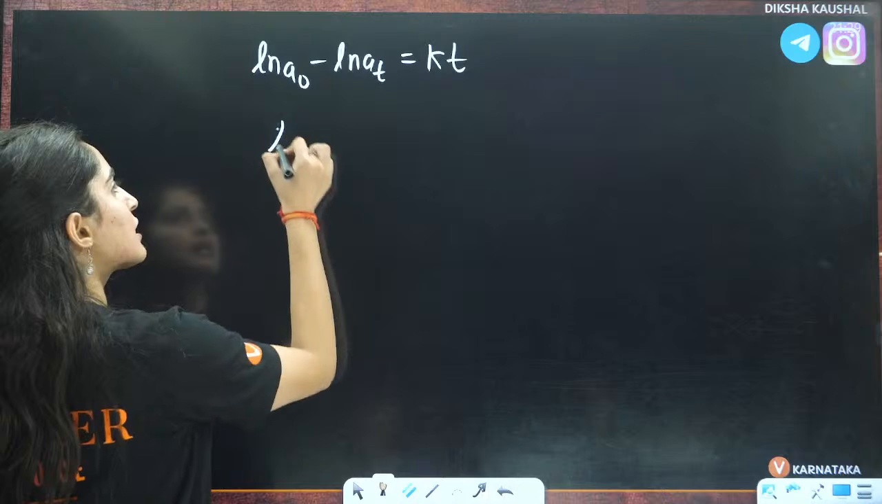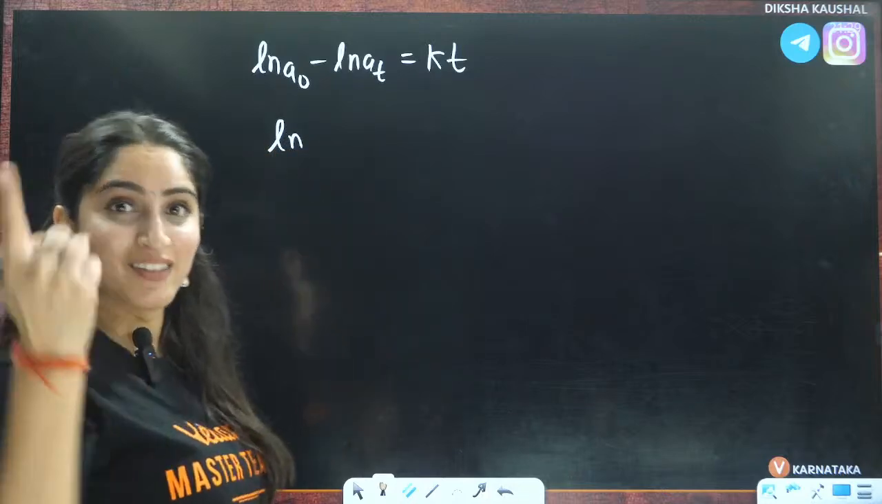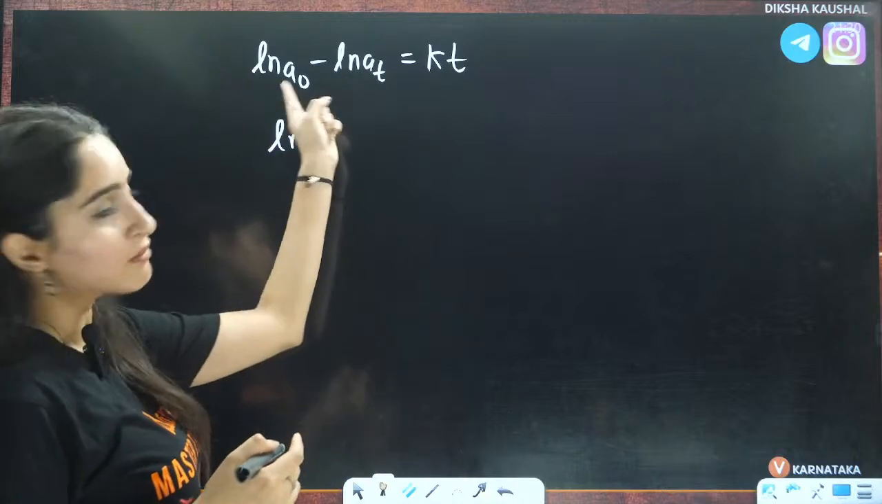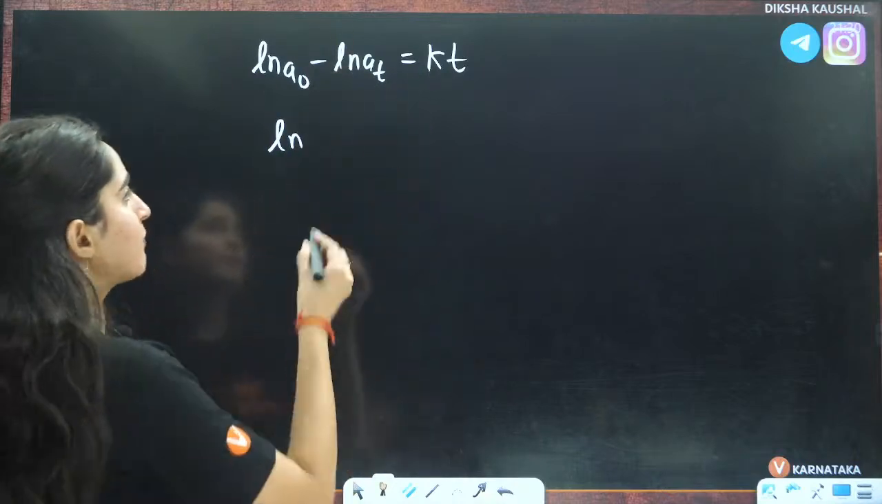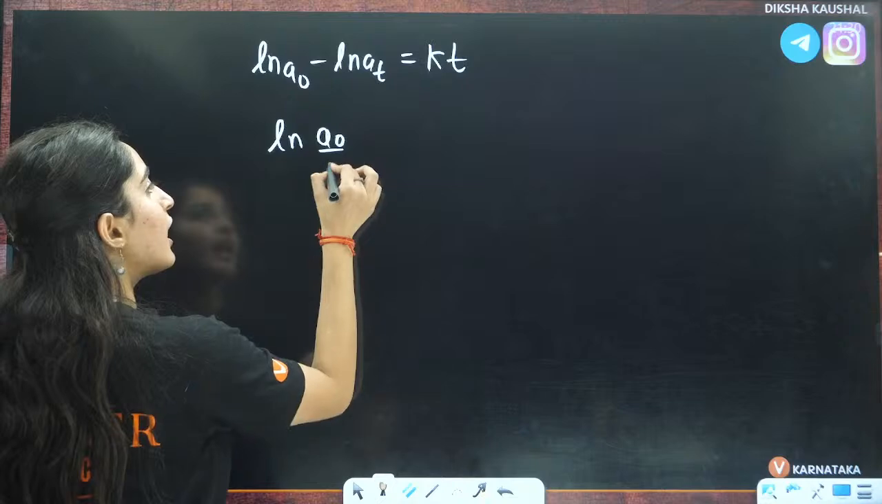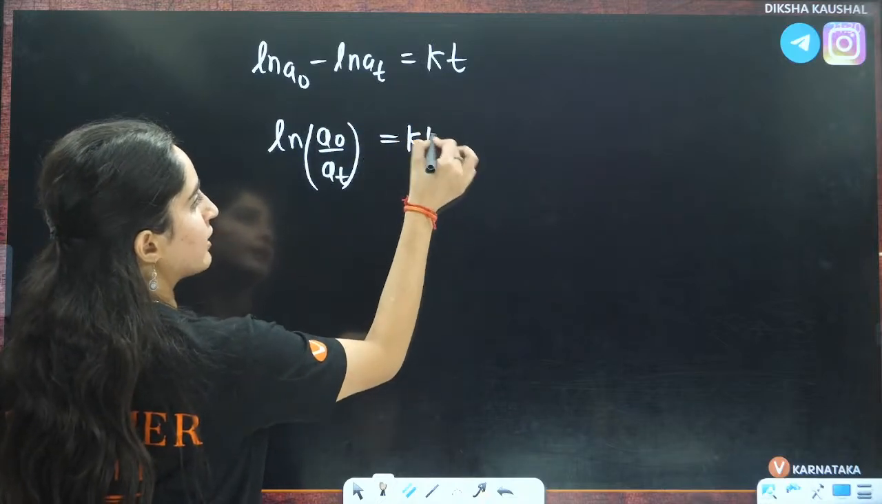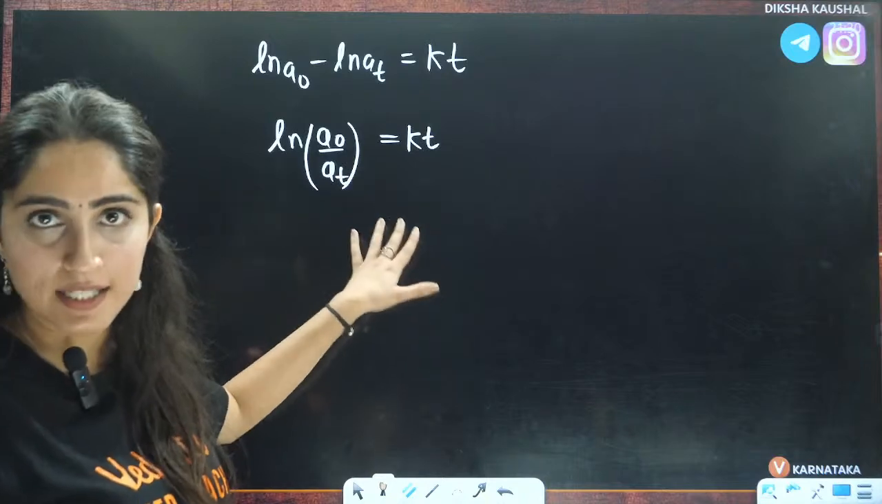Second way is natural log. This I told you in log and antilog. This is the property, right? If they are subtracted from each other, that means inside they are in division form. That is ln of A naught by At equals Kt. This is the second way of writing this equation.